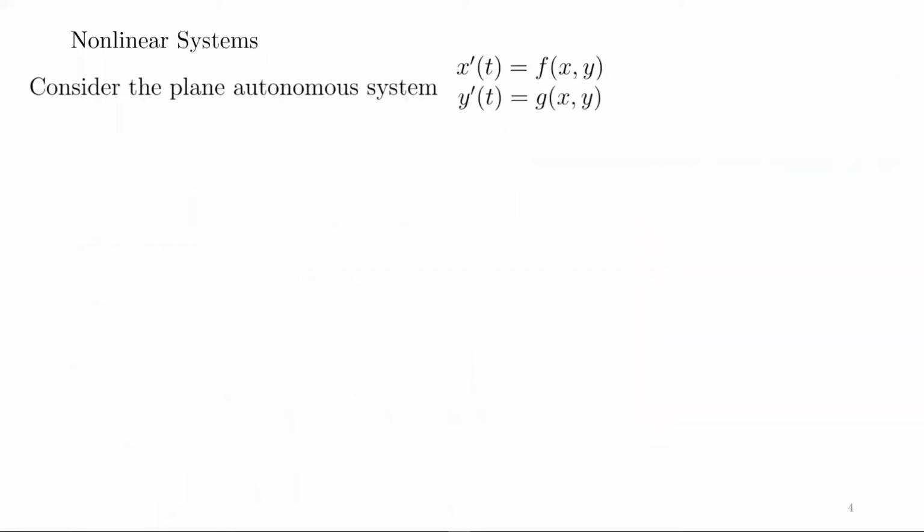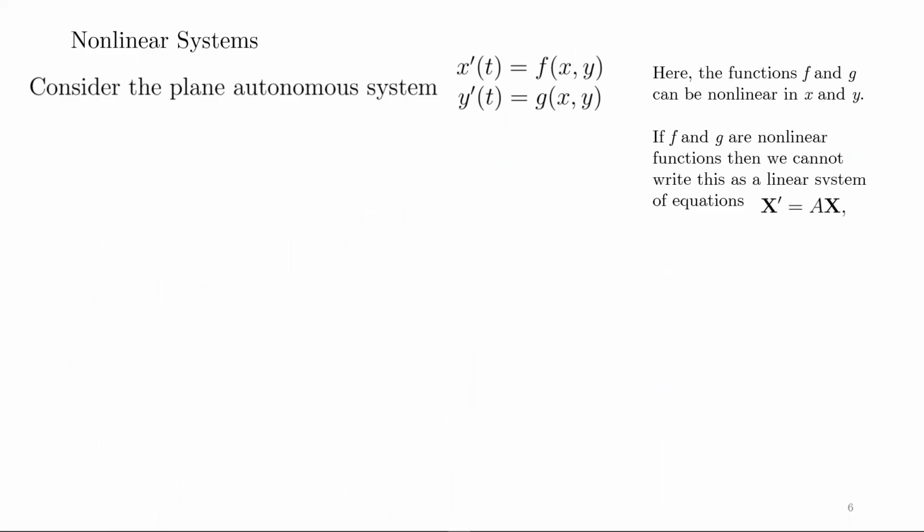But now let's consider the plane autonomous system of 2 differential equations where the functions f and g can be nonlinear in x and y. If the functions f and g are nonlinear in x and y, then we cannot write this as a linear system of equations in the form x prime equals A times x. So that's a problem. We can't write this in this lovely matrix form that we could solve.